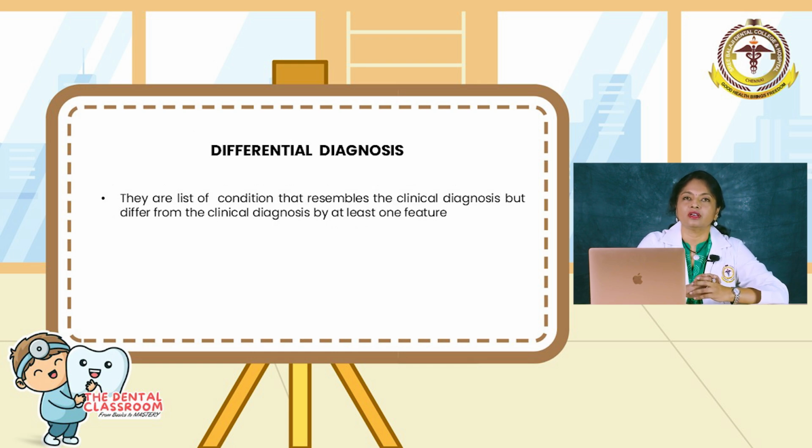Differential diagnosis, they are a list of conditions that resemble the clinical diagnosis but differ from the clinical diagnosis by at least one feature. Sometimes we might not be able to arrive at one provisional diagnosis because the condition may mimic 2 or 3 other diseases. In that case, we can give a differential diagnosis, and after the investigations, we can come to a final diagnosis and then plan the treatment accordingly.